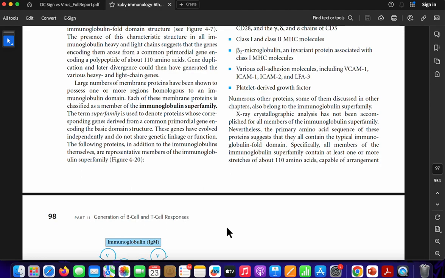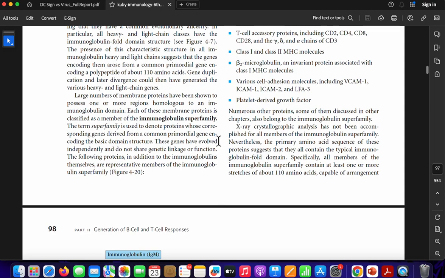A large number of membrane proteins have been shown to possess one or more regions homologous to an immunoglobulin domain. Each of these membrane proteins is classified as a member of the immunoglobulin superfamily. The term superfamily is used to denote proteins whose corresponding genes derive from a common primordial gene encoding the basic domain structure. These genes have evolved independently and do not share genetic linkage or function.